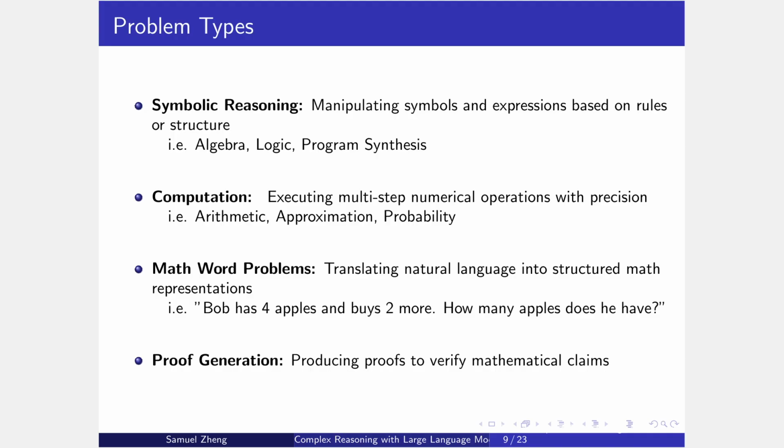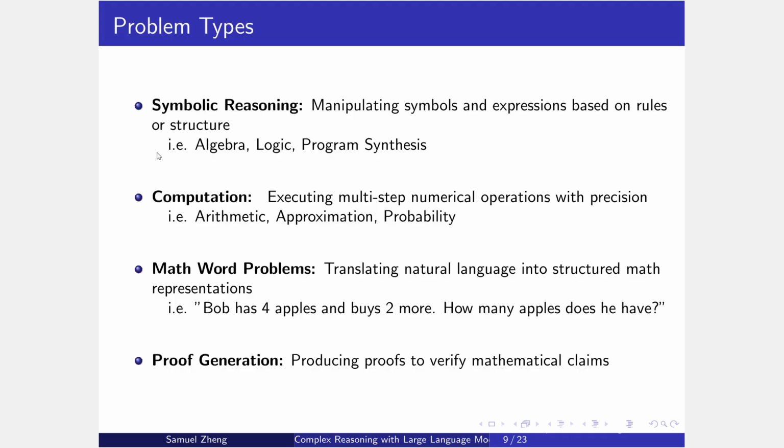And finally, proof generation. Proof generation involves producing formal proofs to verify mathematical claims. This is perhaps the most challenging category, requiring not just correct answers, but logically sound reasoning that can be verified.